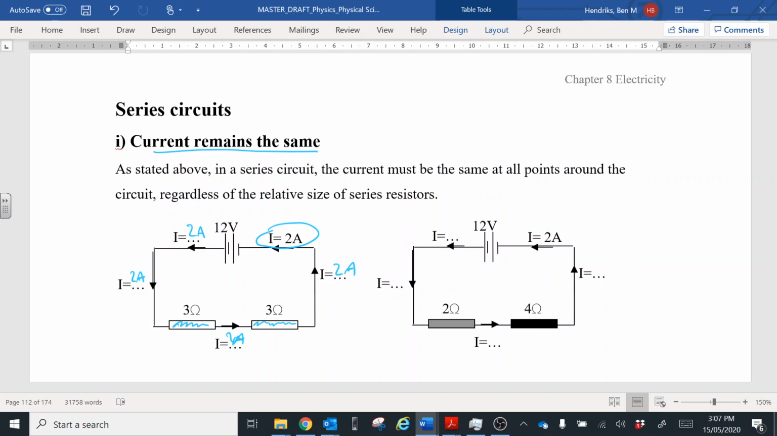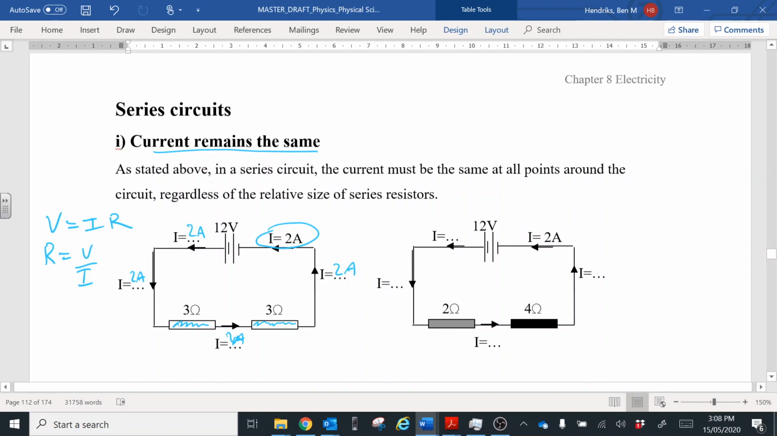Okay, and if you remember V equals IR, and R equals V over I, if we've got 12 volts here and a current of 2 amps, it means that the overall resistance of this circuit is going to be 6 ohms. And if you add 3 ohms plus 3 ohms, that gives you your 6 ohms here. So when you have resistors in series, then you can just add them together to give the overall resistance.